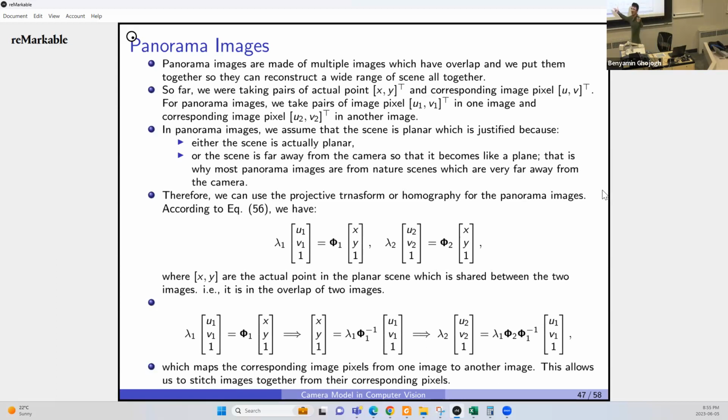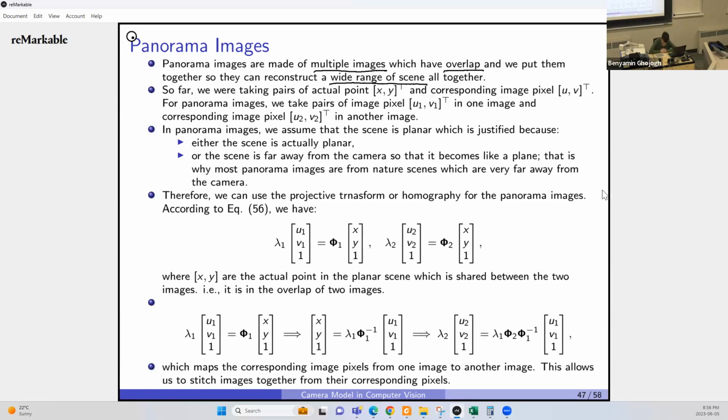Now I want to stitch them to each other. When you stitch them to each other, then wherever you go, you can see. Similar, I think, to Google Maps, which I think also uses that too. You can go and see the streets with different views. So panorama images are made of multiple images which have overlap, and we put them together so they can reconstruct a wide range of scene all together.